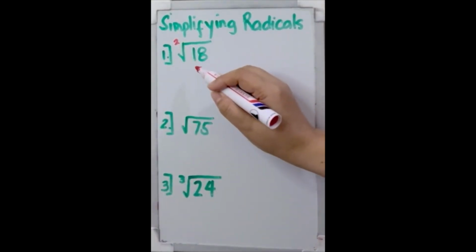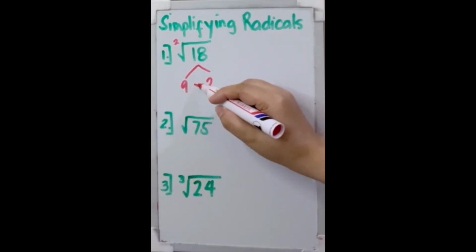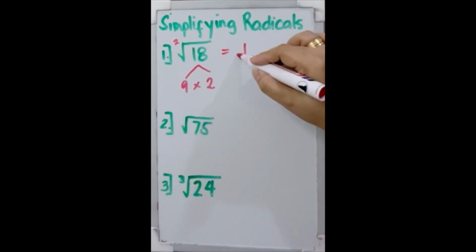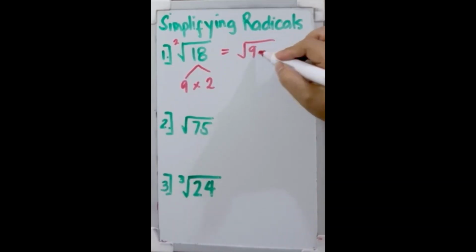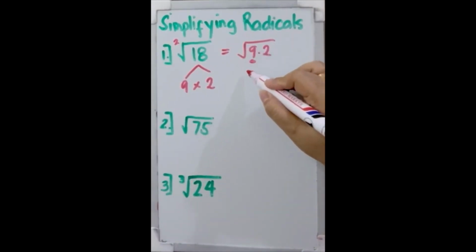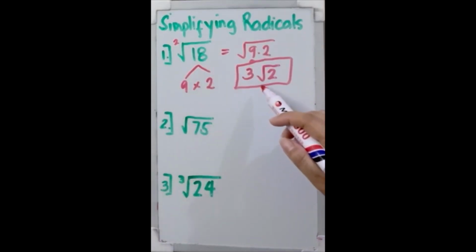So factors of 18 are 9 and 2, because if you multiply these, we will get 18. So this will now become square root of 9 times 2. And we'll be getting the square root of 9 because this is a perfect square. So square root of 9 is 3. Then we will just write here square root of 2. So the simplified expression of square root of 18 is 3 square root of 2.